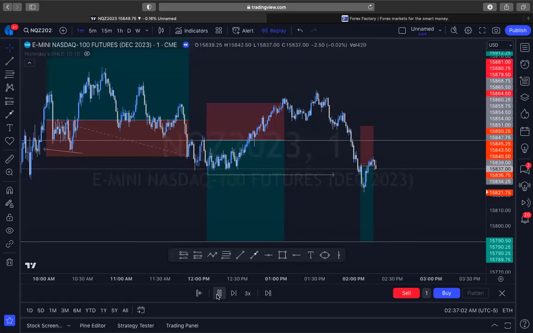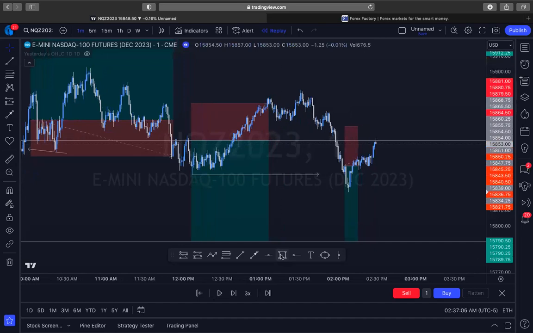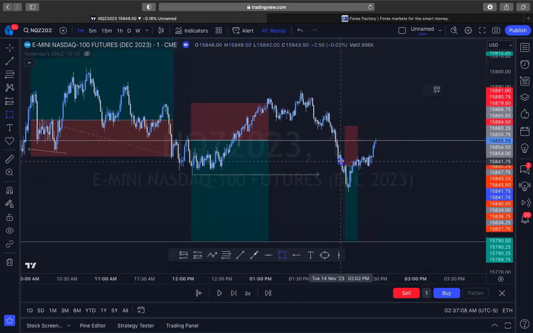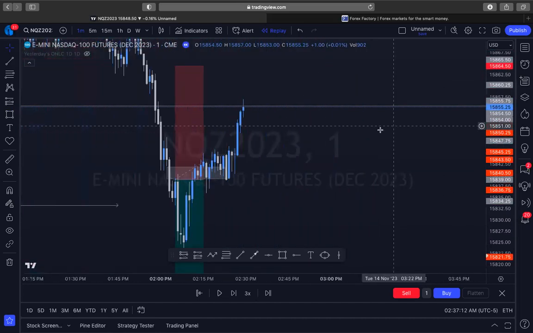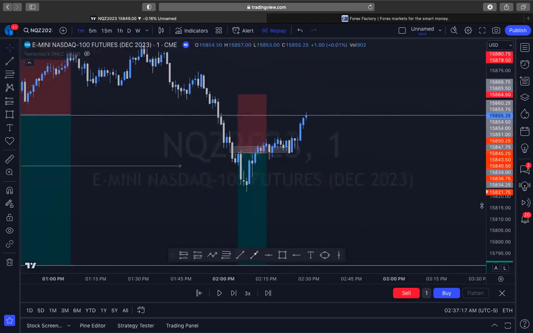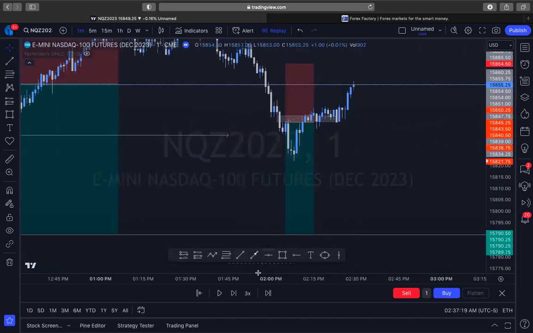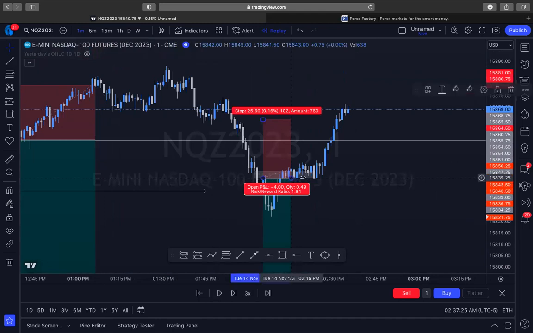Right there, we had our entry at that fair value gap, and I can go ahead and show you guys right here. I know it's very small. Let me go ahead and zoom in. That was my entry right here, this wick. That's where I wanted to sell. So I'm going to go ahead and continue this playback. And right there, it took me out. So after that, I was done for the day.